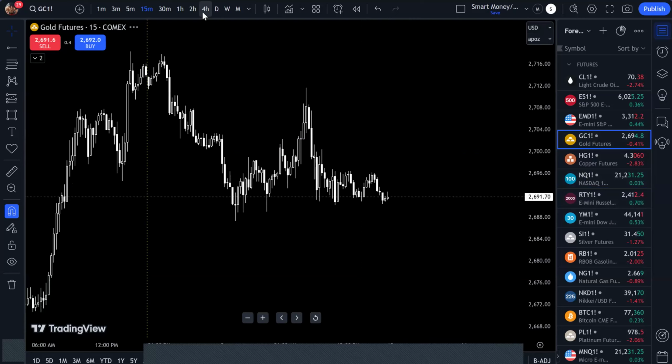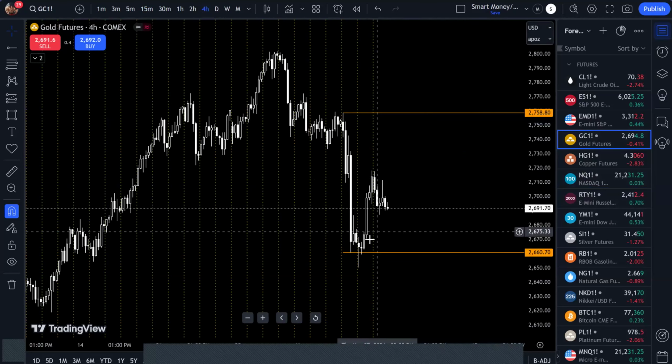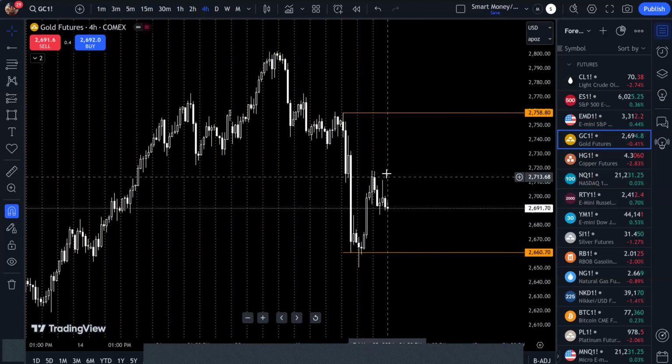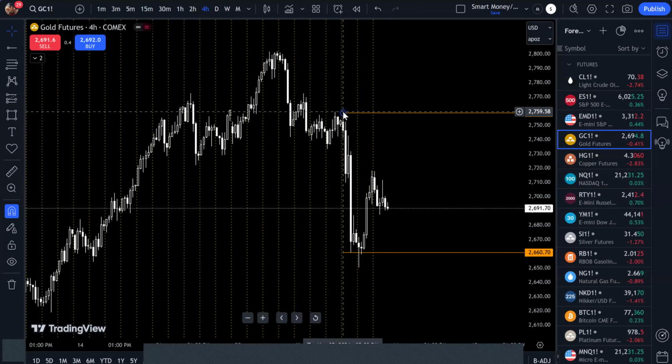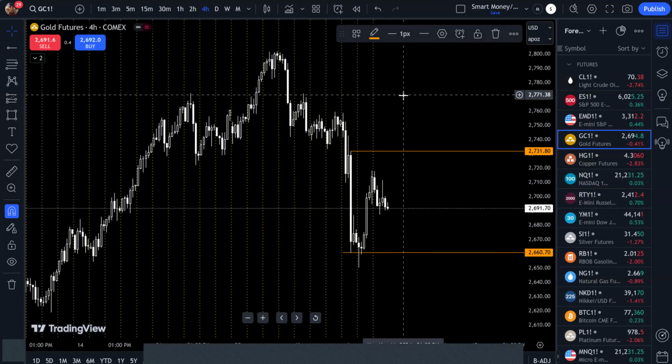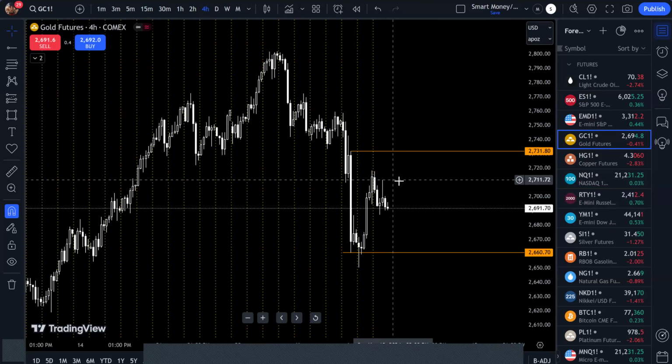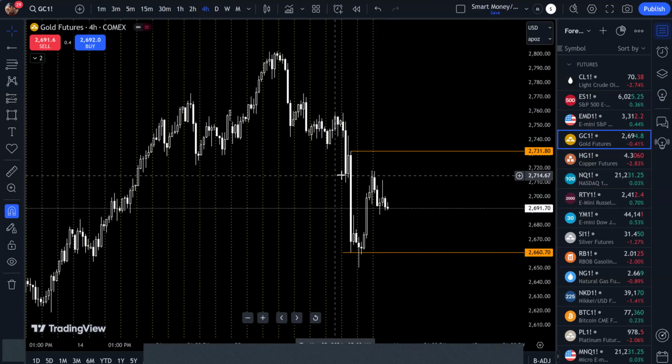So let's see what else we had going on. I did look at gold. See, I marked it out. I didn't trade gold, but I marked it out. And gold came up to this order block right here.